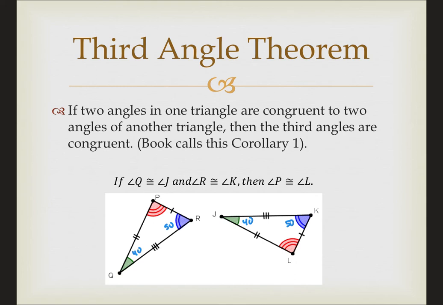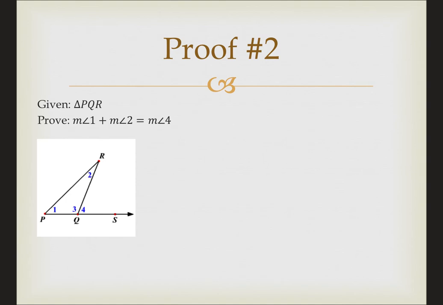Now, by using the triangle sum theorem, 40 plus 50 is 90. My red angle has to be 90. Which means that this other red angle over here also has to be 90. Okay? So if you have 2 angles in 2 triangles that are congruent to each other, then necessarily that third one must also be congruent to each other. This one is called corollary 1. And we're going to use this a lot. But for right now, let's keep going. Here we go.